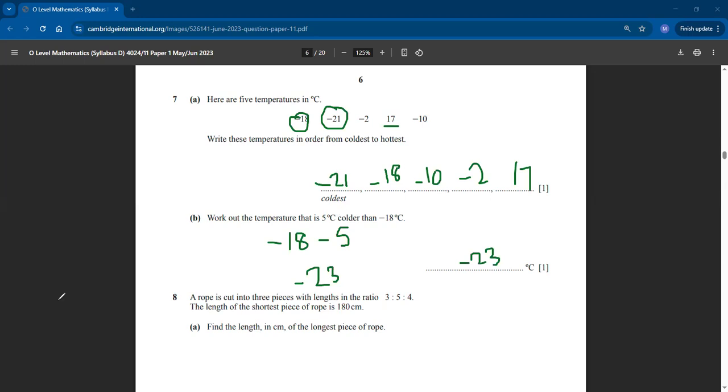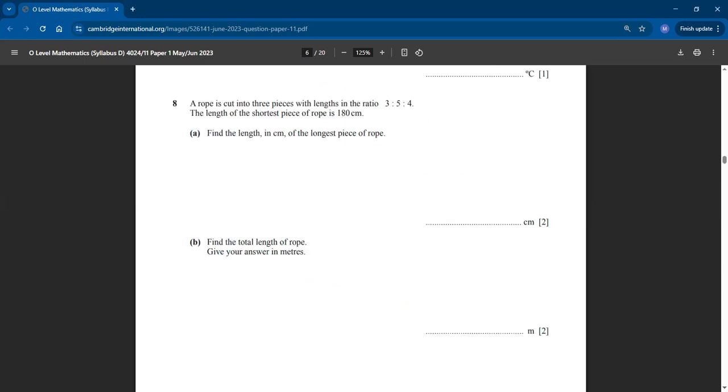That's obviously going to be wrong. You have to work out mathematical principles as well. Okay, let's take a look at question number 8. We'll try to work out up to question number 10.